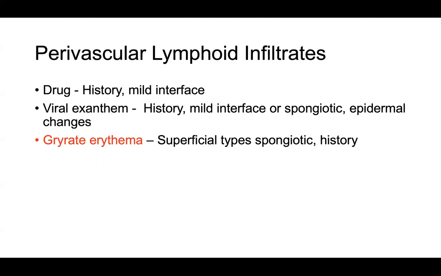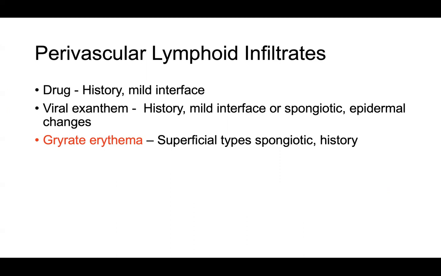You just have to get a good history. You might see some interface change, but with drug, you're going to see just very faint vacuolar interface, if any at all, and some perivascular inflammation. That's consistent with a morbilliform drug eruption, and you don't even have to have eosinophils. Viral exanthems can also lead to just nonspecific perivascular lymphocytic inflammation. Again, history is key. You might see some mild interface or spongiotic change, some epidermal change.